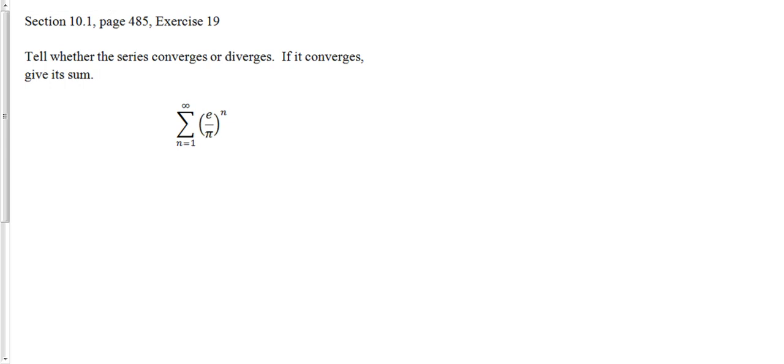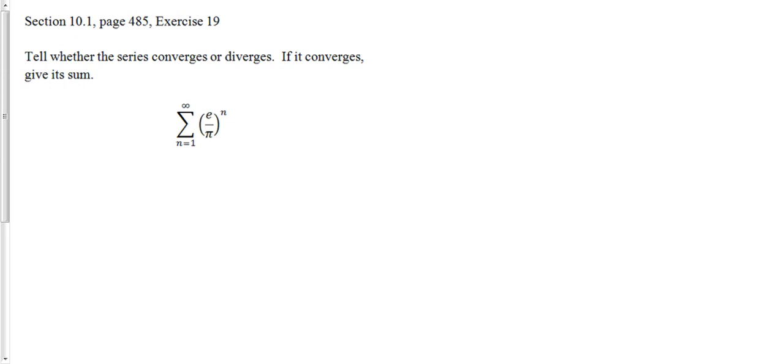All right, let's do section 10.1, page 485, number 19, which reads, tell whether the series converges or diverges, and if it converges, give its sum. So our series here is the summation from n equals 1 to infinity of (e/pi)^n.